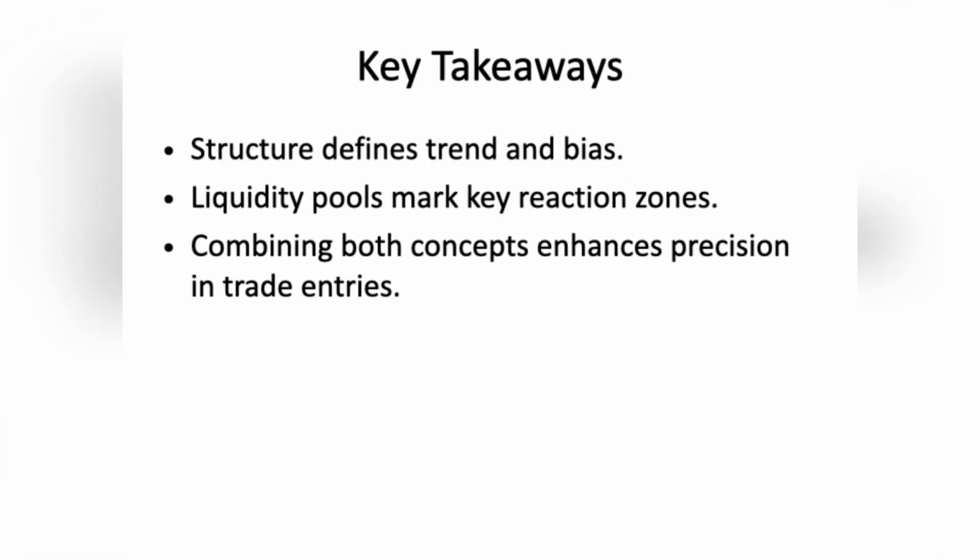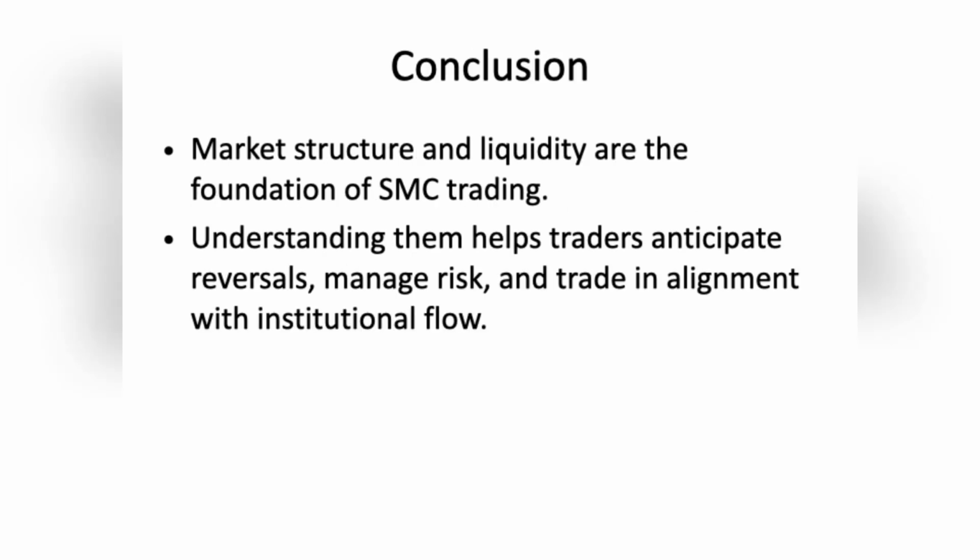To wrap it all up, your key takeaways are this: market structure defines your bias and the trend. Liquidity pools show you where the market is likely to be drawn to before making its next major move. By combining these two ideas, you're no longer just following price, you're anticipating its moves by thinking like the institutions that drive the market. This is the foundation of trading with smart money, and it will dramatically improve the precision and timing of your trades.